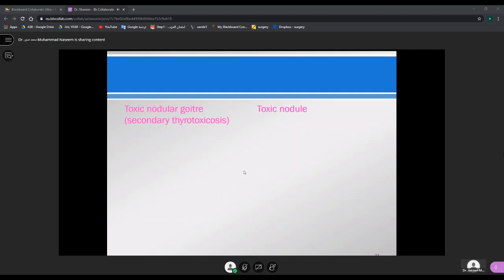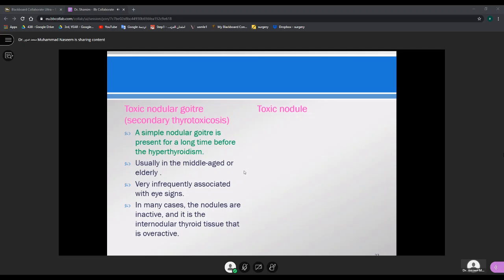Now the toxic nodular goiter, secondary thyrotoxicosis. Here a simple nodular goiter is present for a long time before developing hyperthyroidism. This usually occurs in middle age or elderly patients and is very infrequently associated with eye signs. I will describe later what eye signs are. In many cases, nodules are inactive. It is the internodular thyroid tissue that is overactive.